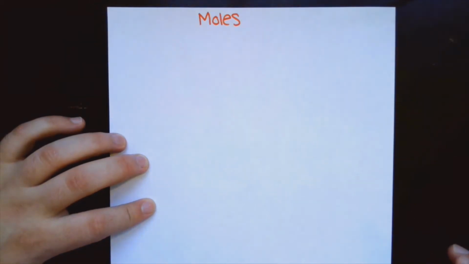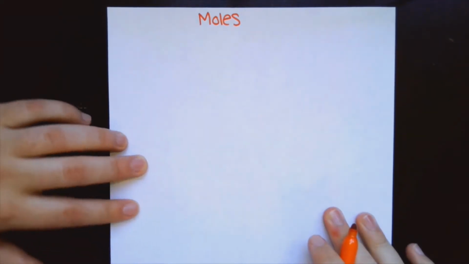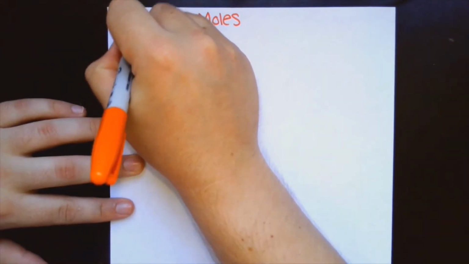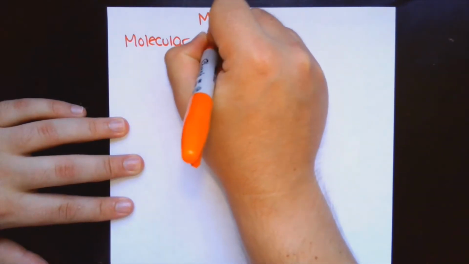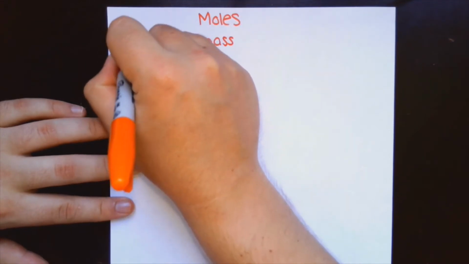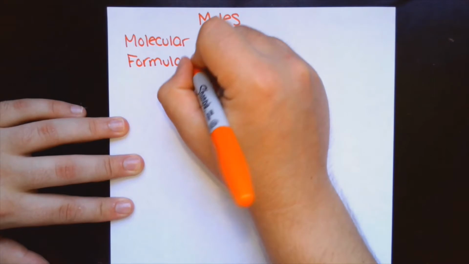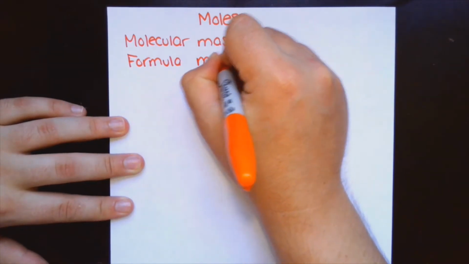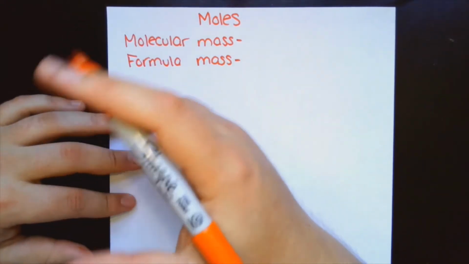In this video I'm going to introduce arguably the most important concept you'll learn all semester. It's the concept of a mole. Now, before I do that though, I do just want to define two terms first. One of them is the molecular mass, and the other is the formula mass. We've talked about these a bit already, but I just want to make sure that I clearly define these terms so you know what I'm talking about.